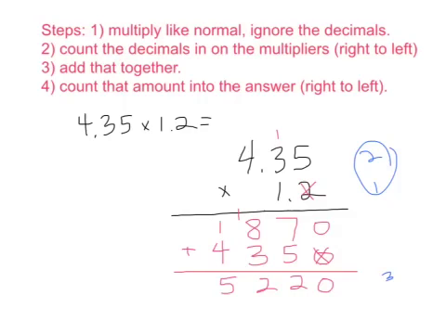That seems to be my number of this lesson. It's not always going to be 3. Just keep that in mind. And so now I'm on the last step that says count that amount into the answer. So I'm going to go across here 1, 2, 3 spots, and that lands me right there. So I put my decimal right there. So 4.35 times 1.2 is 5.220, or just 5.22 since that 0 is not sandwiched in. And that is the answer.